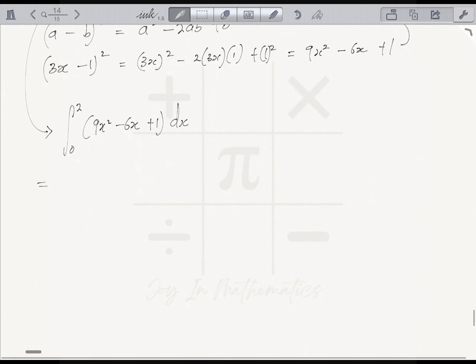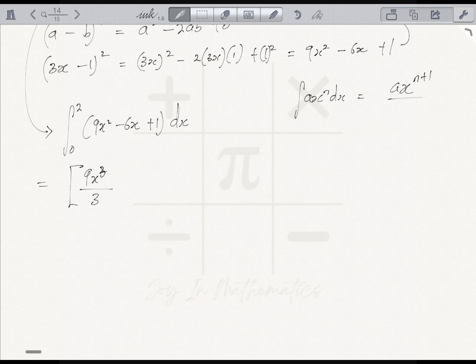So now let's integrate this. Integrating this will give us 9x raised to power 3 divided by 3. So we are applying the rule of integral: the integral of ax raised to power n with respect to x will give us ax raised to power n plus 1 divided by n plus 1 plus c. But since it is a definite integral, this plus c can be removed. You can watch more videos on the calculus series on the channel.